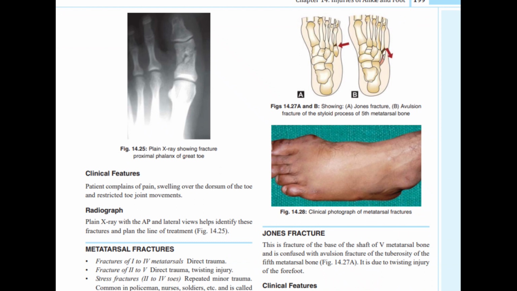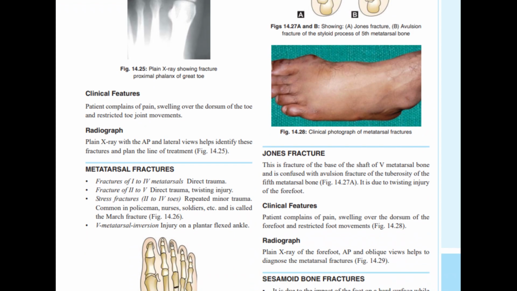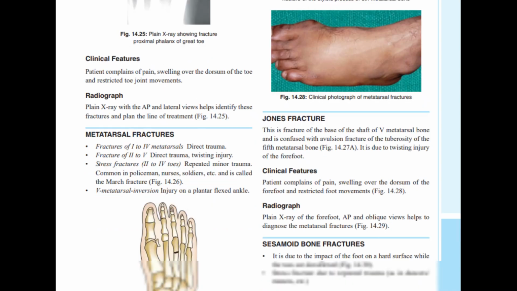Plain X-ray showing fracture of the proximal phalanx of the great toe. Clinical features. The patient complains of pain and swelling over the dorsum of the foot and dorsum of the toe, and restricted toe joint movements. Radiograph. Plain X-ray with AP and lateral views helps identify these fractures and plan the line of treatment.